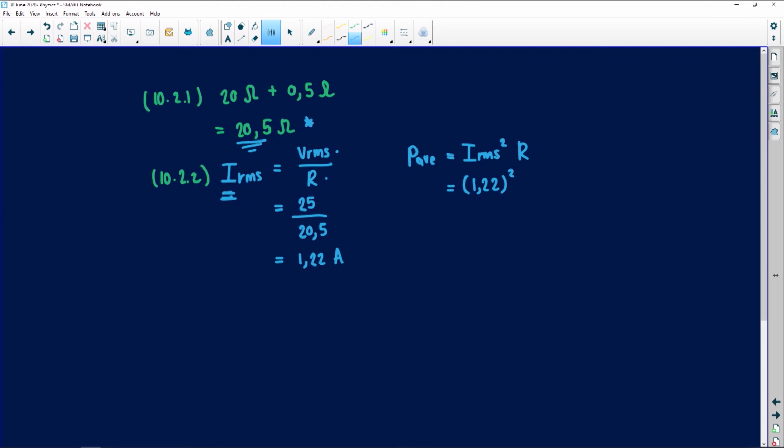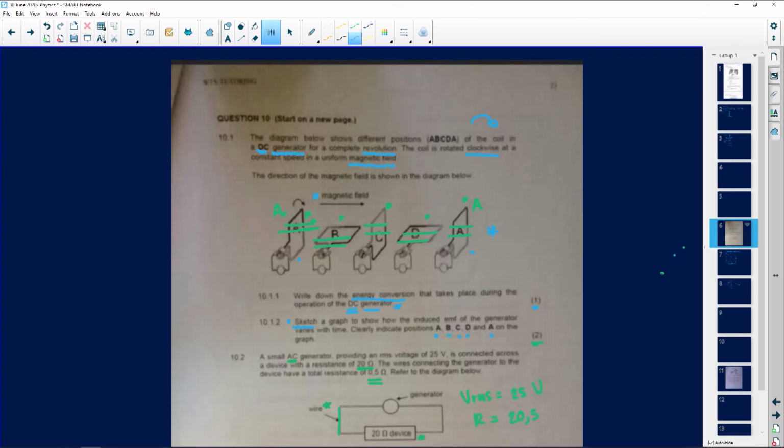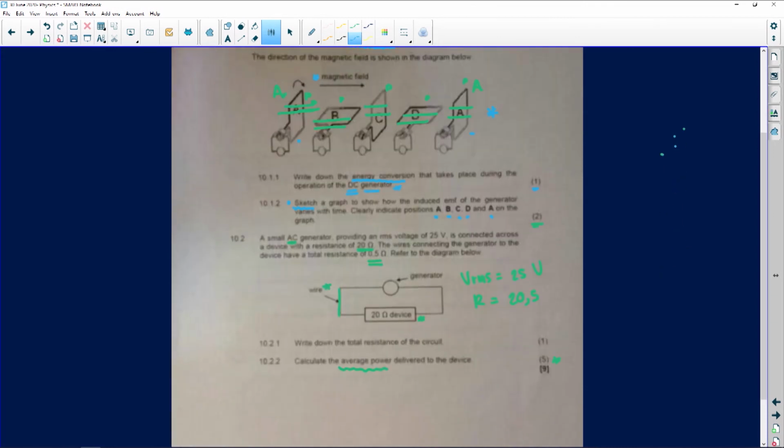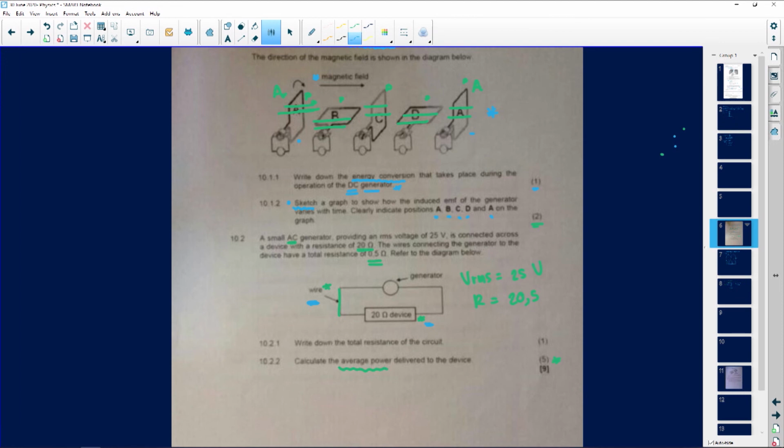I think we need to first find the power, because it says average power delivered to the device. So I need to calculate the power of the wire and then the power of the device and then subtract the two to find the average power delivered to the device. Okay, so that I don't get confused there.